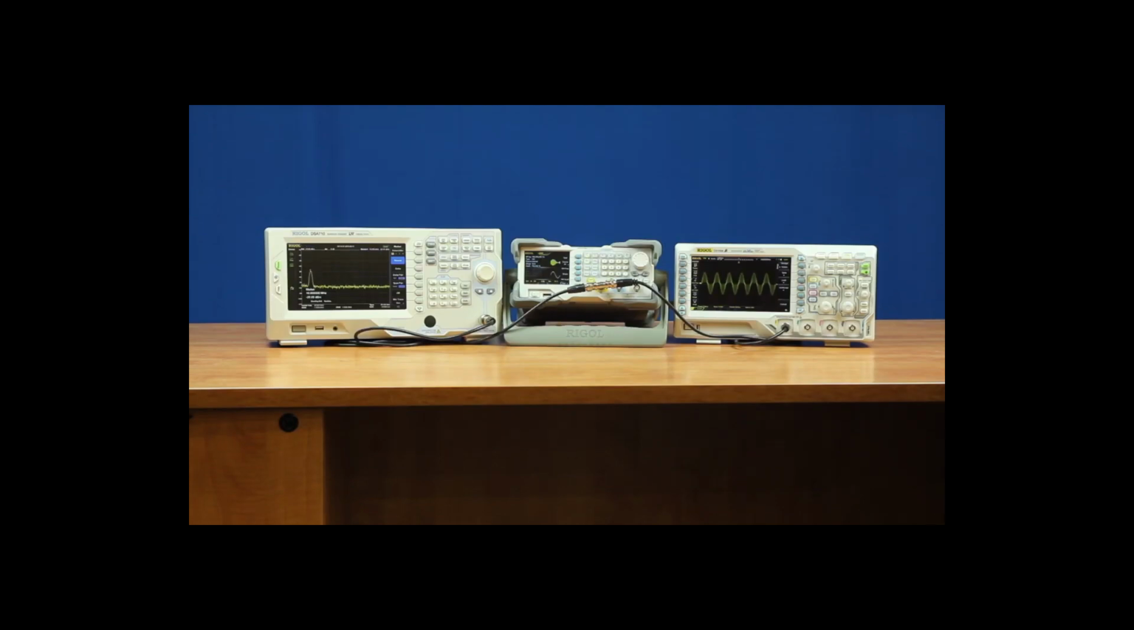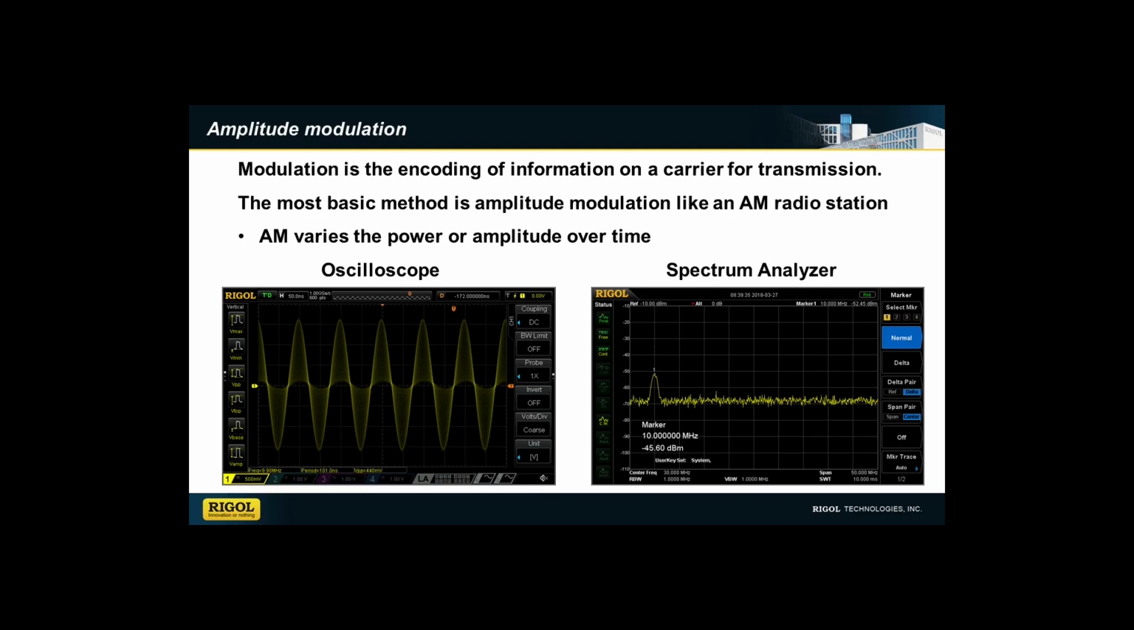So this slide shows us the close-up of those two instruments together, with the spectrum analyzer modulating up and down, and the oscilloscope showing you the full depth of that AM modulation. AM modulation, amplitude modulation, is really the most basic type, much like an AM radio station. It varies the power of amplitude over time, in this case really sending analog data.